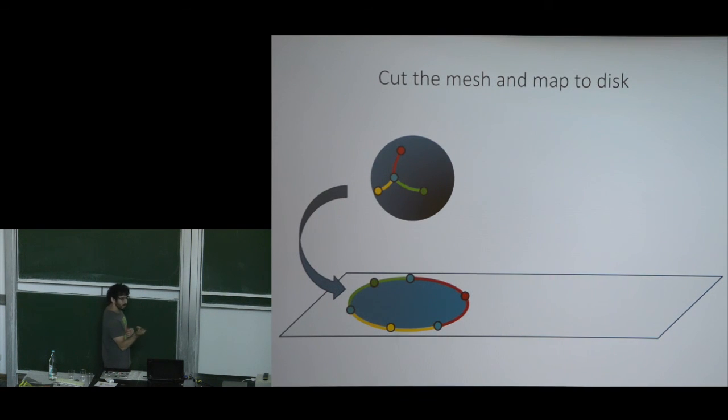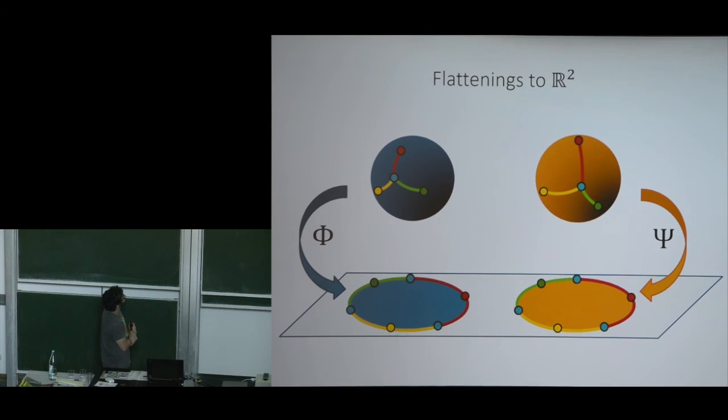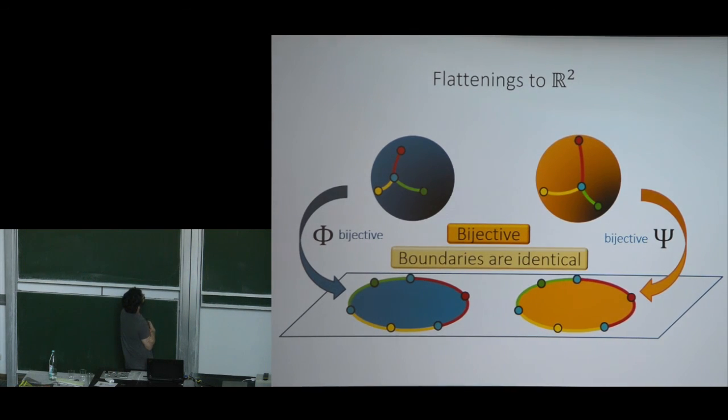And now, exactly as I showed you earlier, we can cut the mesh open and map it to a disk in the plane. We proceed to do the same thing to the other mesh. Now we're going to impose two conditions on these two parameterizations. First, the two parameterizations are bijective, again, one-to-one and onto. And second, that we make the boundaries identical. What I mean by that is that if I take the right boundary and overlay it on the left boundary, we get exactly the same image.